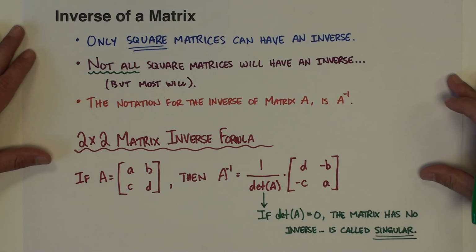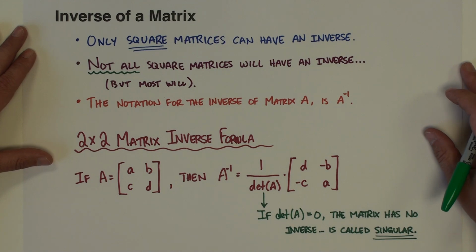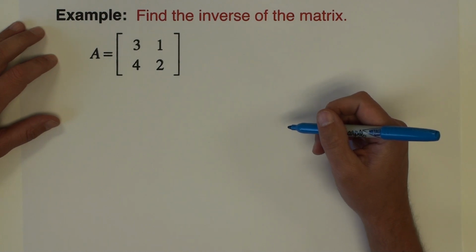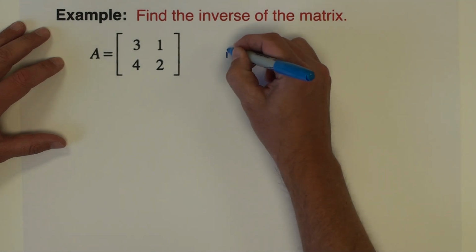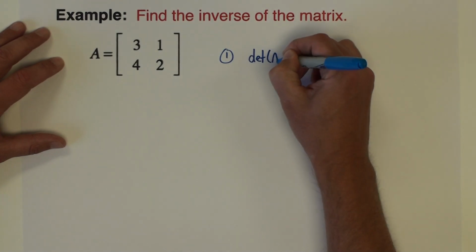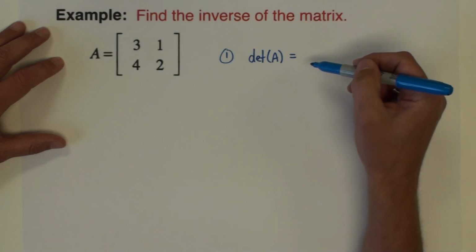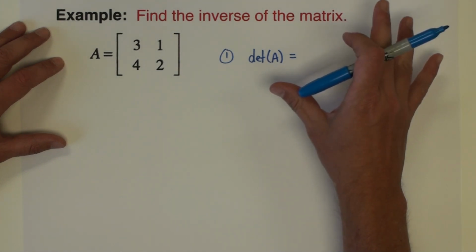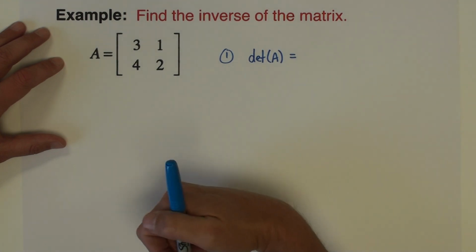Let's jump into a few example problems where we're going to practice finding the inverse of a 2x2 matrix with that formula. The directions on this example are simply to find the inverse of the matrix. So I like to start, step 1, by finding the determinant of the matrix. The reason I'm going to start with this is because if this determinant turns out to be 0, then I can stop and I don't have to finish the problem because the matrix is singular and it doesn't have an inverse. So I'm going to begin with that right there.